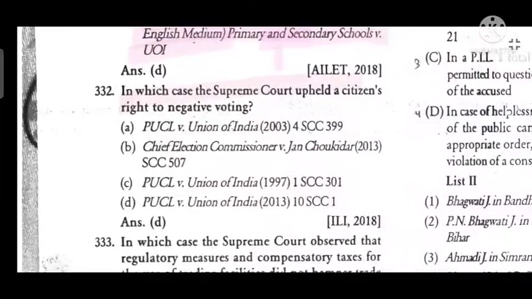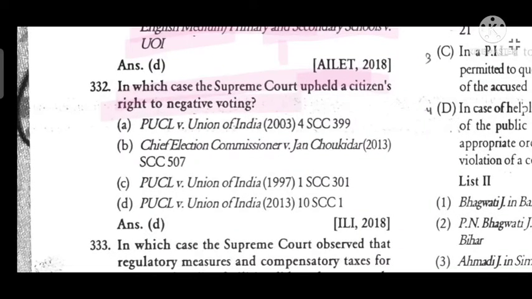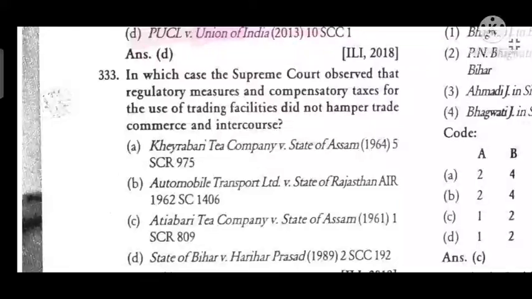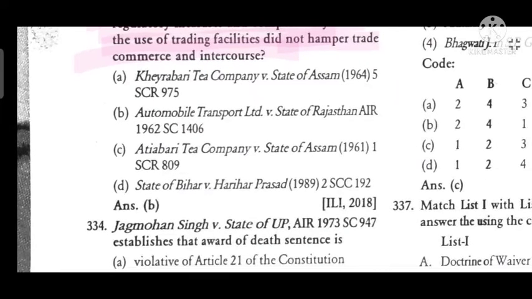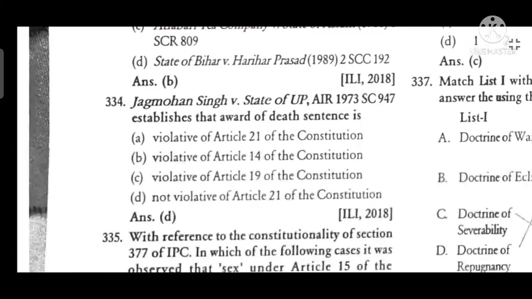In which one of the following cases did the Supreme Court uphold the citizens' right to negative voting? PUCL versus Union of India 2013. In which one of the following did the Supreme Court observe that regulatory measures and compensatory tax used as trading facility do not hamper trade and commerce in the intercourse? Automobile Transport Limited versus State of Rajasthan 1962.